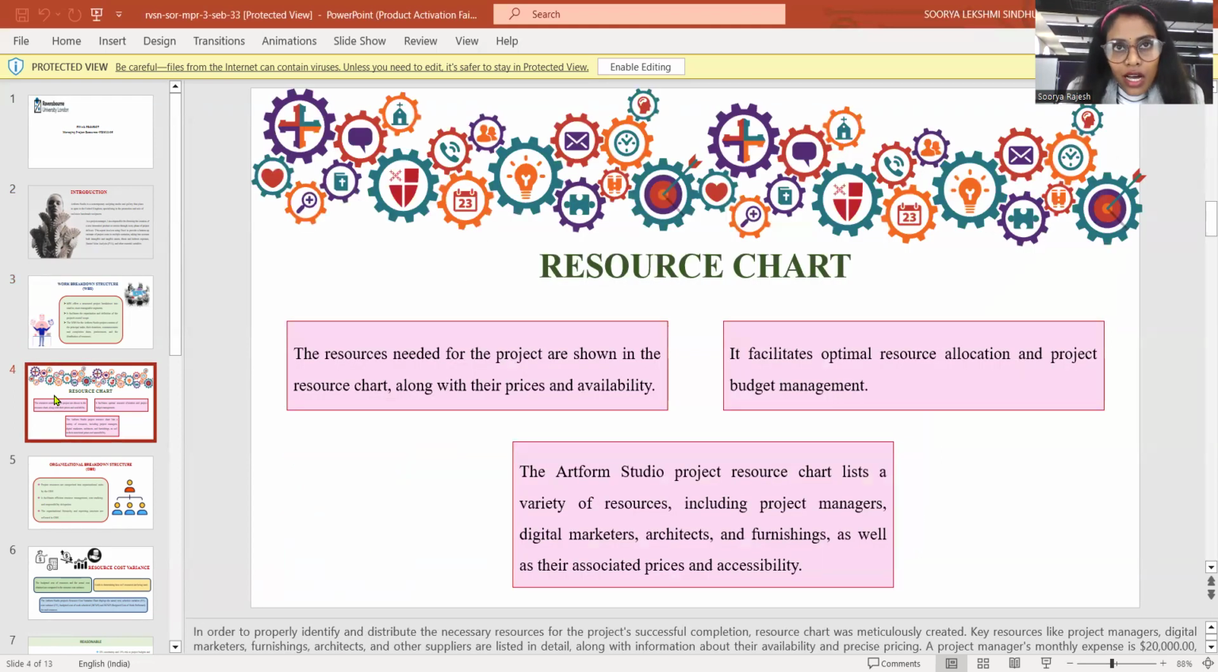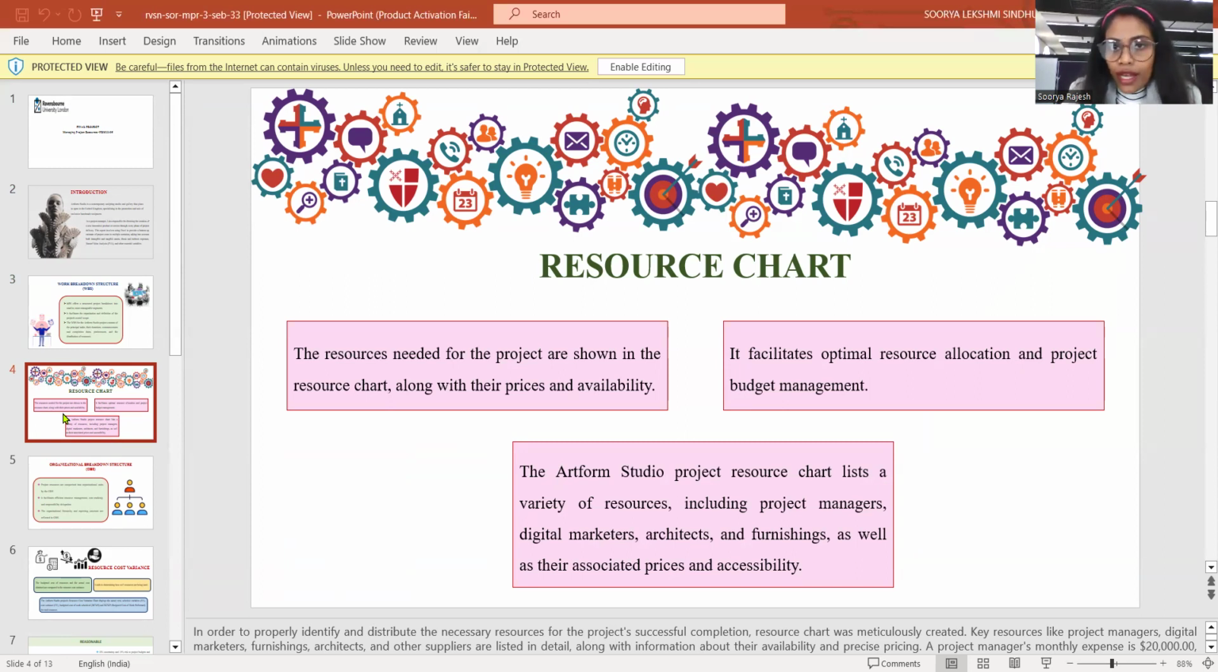This is a resource chart in our project process map. Here, resources are very important for us, and the resources needed for the project are shown in the resource chart. It clearly shows each and every stage of a project and the related resources, along with the prices and availability. And it also facilitates optimal resource allocation and project budget management.